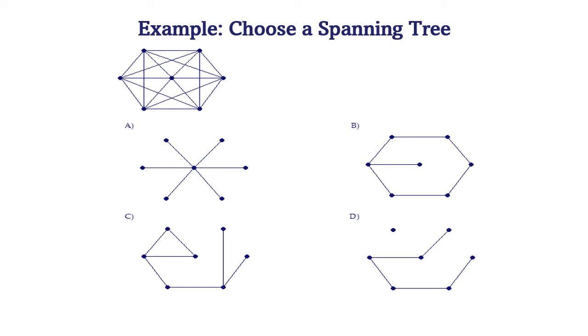Now, which example here is a spanning tree of the given graph? It's A, but we can fix B to become a spanning tree by removing one edge. We can fix C to become a spanning tree of the given graph also by removing one edge. And D, we can connect the graph. So now all choices are spanning trees of the given graph.